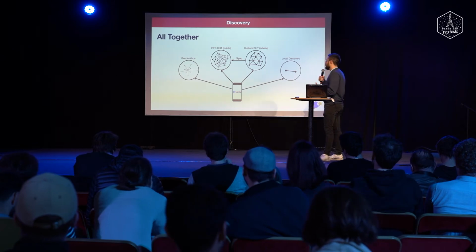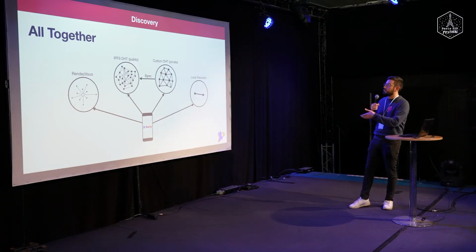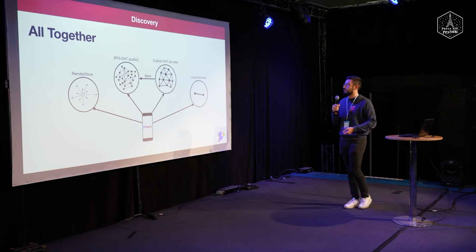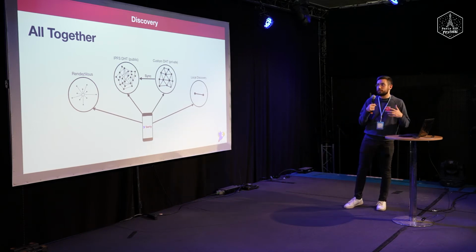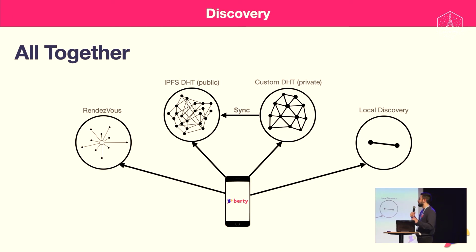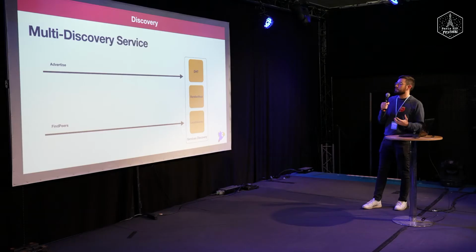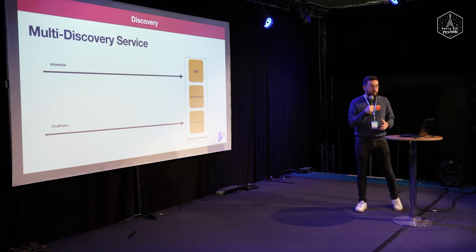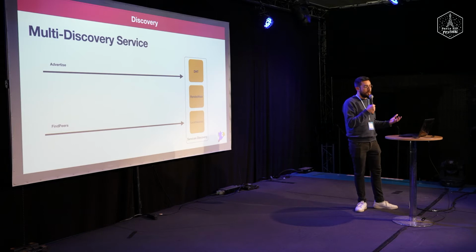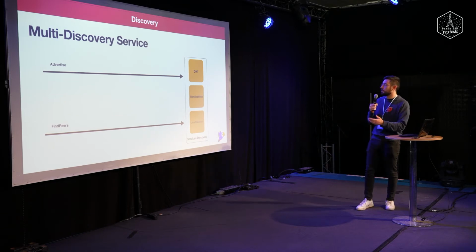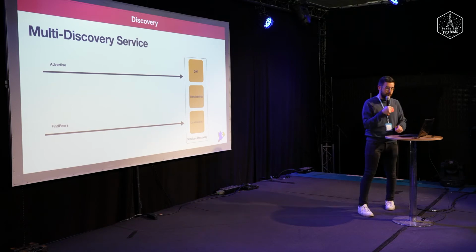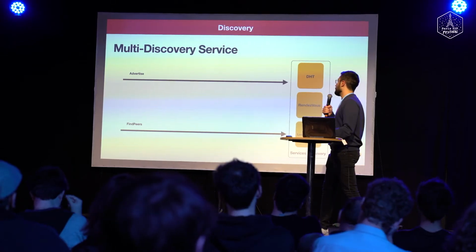So if we put it all together, we have the rendezvous servers, the public DHT with maybe a custom DHT, that can be desktop features, so the desktop Bertie application, and then the local discovery. To sync all this, in Bertie we have something called the multi-discovery service. It's one entry point that can reach all those services. So when you do, for example, one advertise, it will advertise on each discovery service. We have different modules on it.